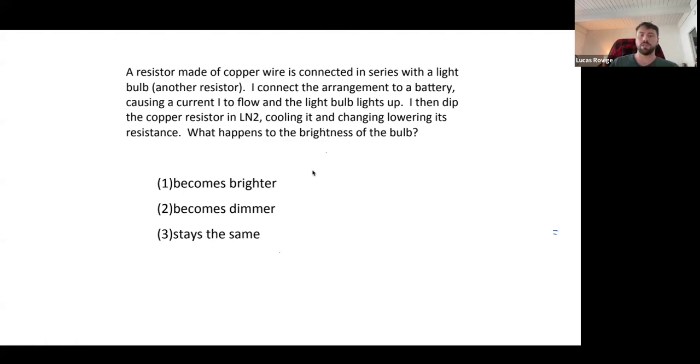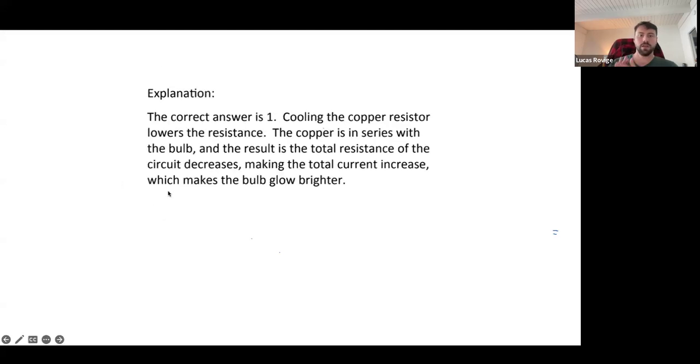And so it's lowering its resistance. So what's happening to the brightness of the bulb? To summarize, we have a bulb resistance connected in series and connected to a battery, and then we drop the resistance of the first resistance connected. Okay, you must answer choice number 1, and that's the correct one.